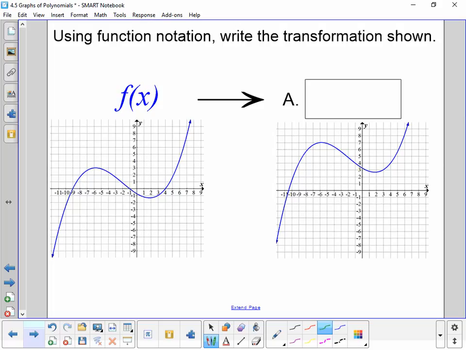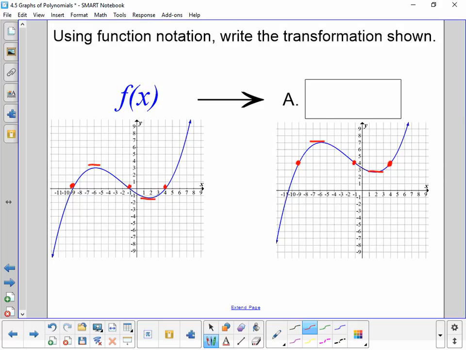Okay, so now we're going to look at some pictures and try to decide in function notation what we might write it as. So this first one, hopefully you notice that it looks like it has been shifted up quite a bit. You can look at the intercepts to see if that helps you figure out how high up it went. At -9, it's right here now. At -1, it's here now. And at 4, it's here.